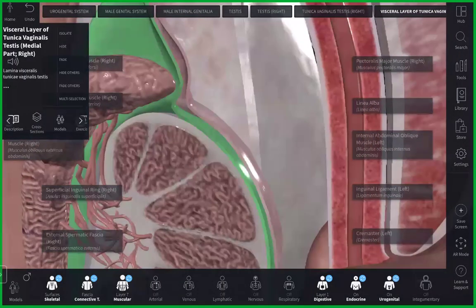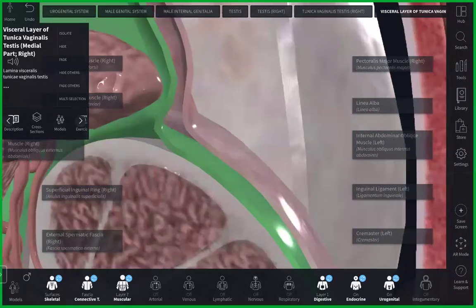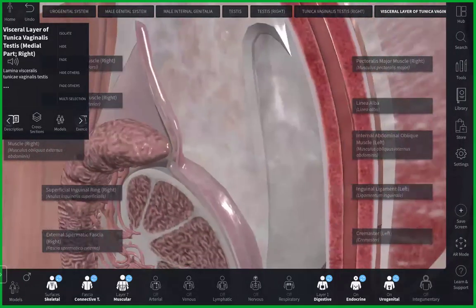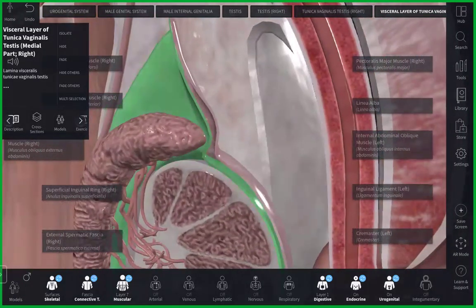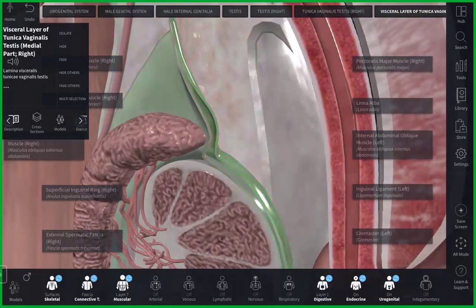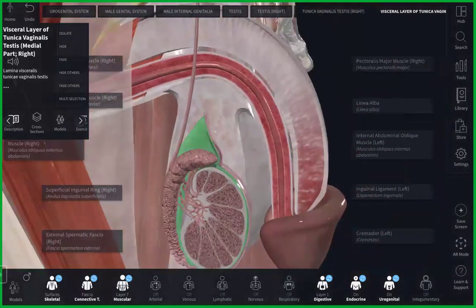And see, this is our parietal layer of tunica vaginalis. This is our visceral layer of tunica vaginalis. And if we get a hydrocele, the water is in between these two layers, tunica vaginalis parietal layer and tunica vaginalis visceral layer. These are very important things you need to know.